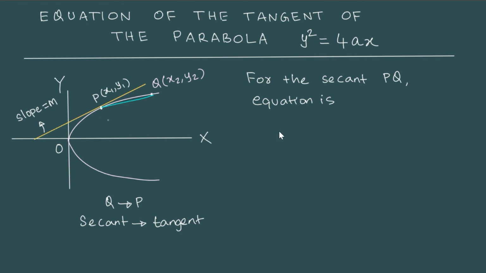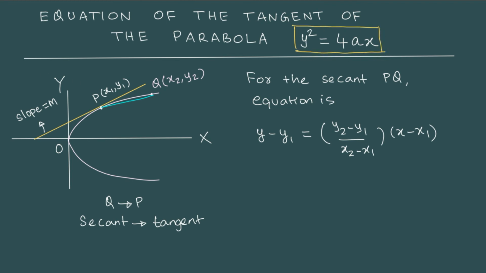So the equation of the secant line. We have 2 points, so we can use the 2-point slope form, right? So y minus y1 is equal to, the slope will be y2 minus y1 by x2 minus x1, multiplied by x minus x1. Now observe this. These 2 points are on the parabola, so they must satisfy our equation of the parabola, right? So with this, what can we say?